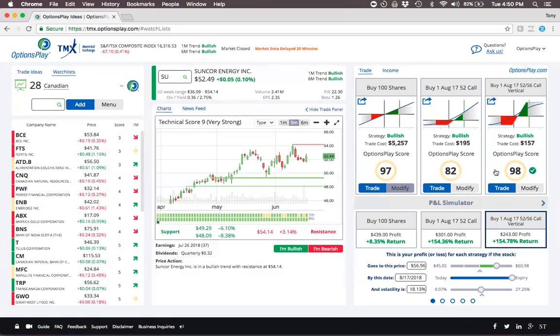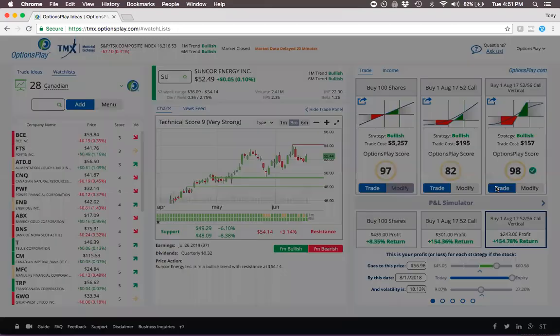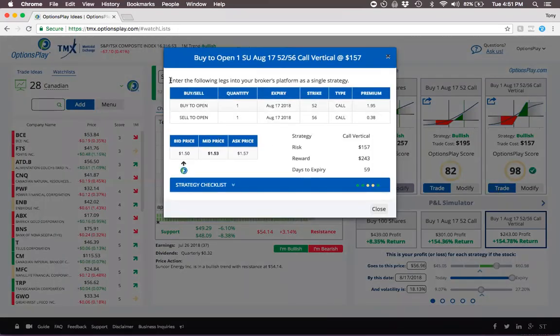This allows you to instantly, number one, find ideas on how to take advantage of a bullish or bearish view for any stock, and gives you the tools to analyze the strategies further so you can decide which strategy is best for you based on your outlook for the stock. And once you've honed in on a trade that you want to make, you can click on the trade tab, and what we do is we provide you with all the information on how to enter this trade into your broker's platform.